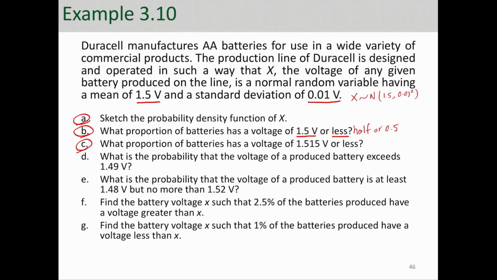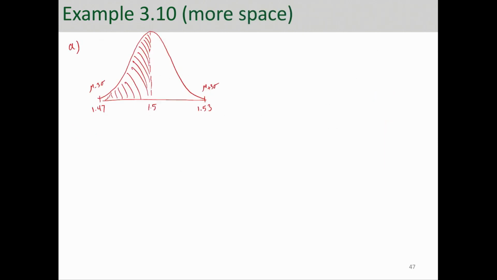Part C, what proportion of batteries has a voltage of 1.515 volts or less? Well, now this is not that easy, right? 1.515 is here, and we're looking for the probability of less than that. So how do we calculate that probability? Here we need to do that transformation. So part C, we're looking for the probability of X less than 1.515.